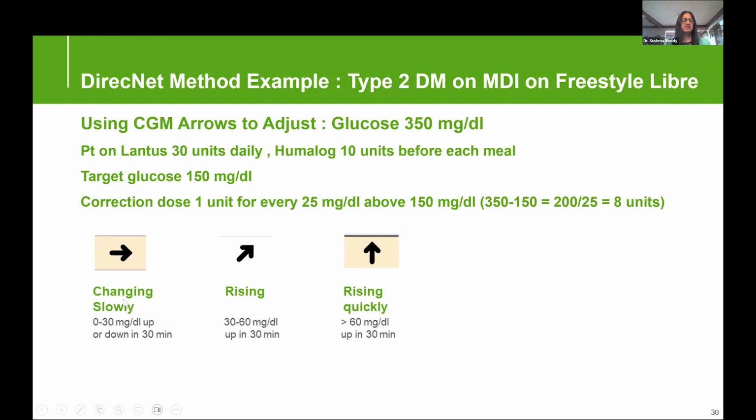So how much would he need if the arrow is flat? Again, go ahead and put it in the chat. Okay, everybody is paying attention. Nice, 18 units, perfect. What about if it is rising slowly? Please put it in the chat.